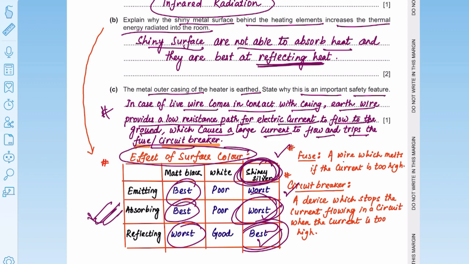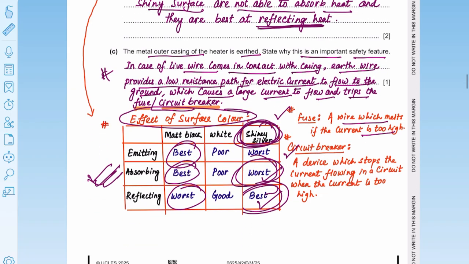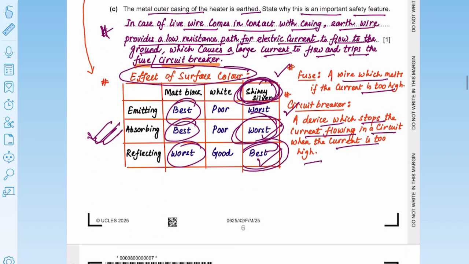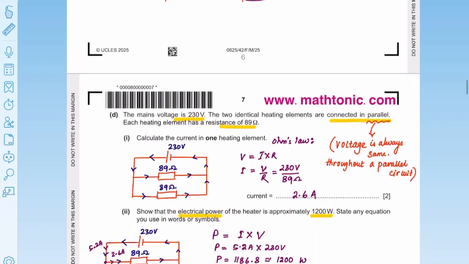What is a fuse? A wire which melts if the current is too high. And what is a circuit breaker? A device which stops the current flowing in a circuit when the current is too high. So please pause and write the answer. If you don't understand, please pause again and try to understand this. Got it? So this is the answer to question number 3.